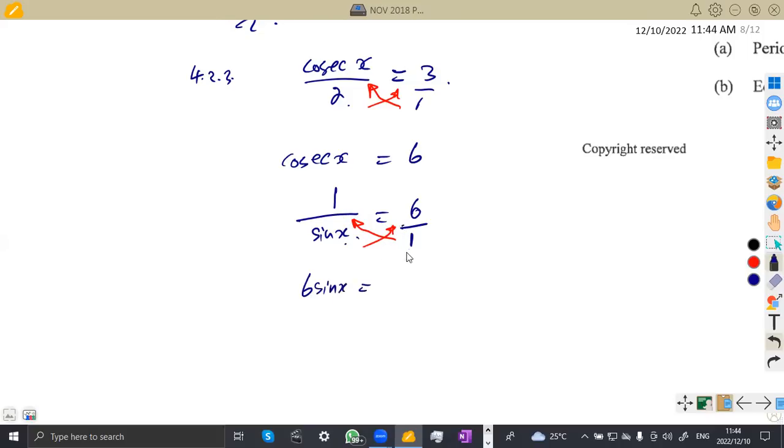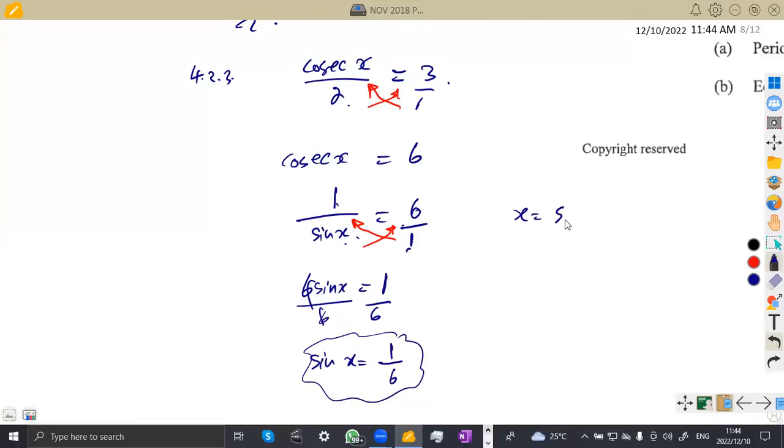Sine x is equivalent to 1 times 1, which is 1. So you can divide by 6 both sides so that you remain with sine x. So sine x is equivalent to 1 over 6. So if sine x is equivalent to 1 over 6, definitely we can have our x as the arc sine of 1 over 6.